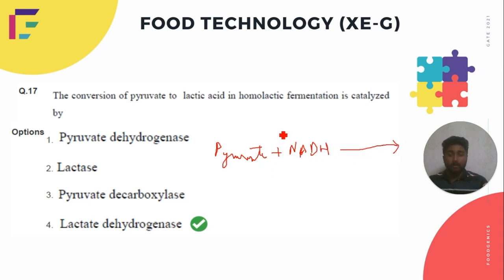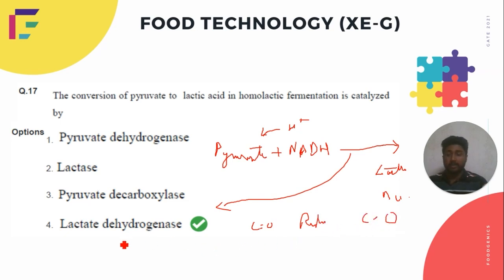So H plus ion is being added here, and as a result we get the lactic acid. Okay, we get lactic acid. Okay, but this is mainly in presence of your lactate dehydrogenase. Okay, so what happens is that C double bond O is being reduced to your C single bond O, in presence of lactate dehydrogenase. So the answer is option 4.